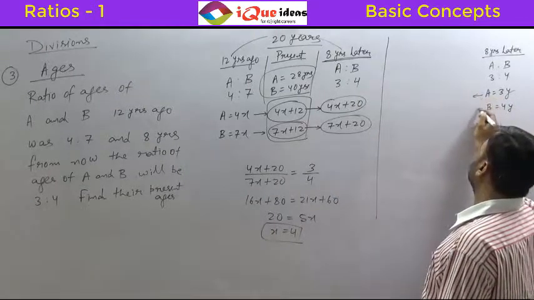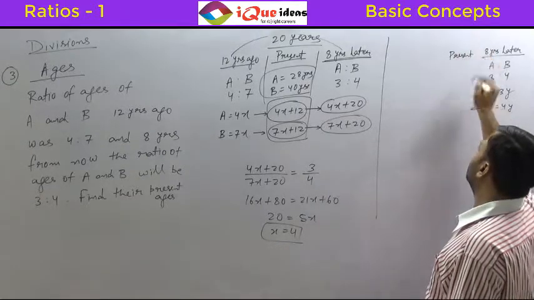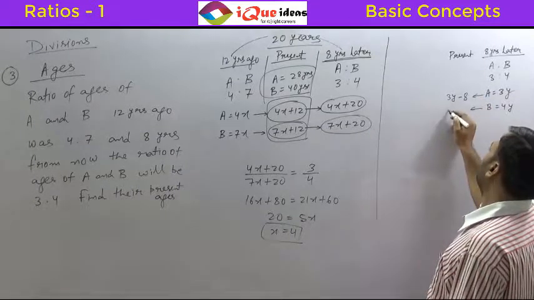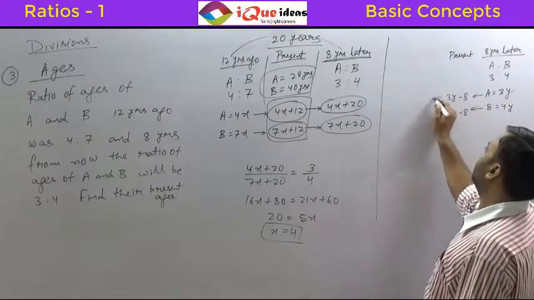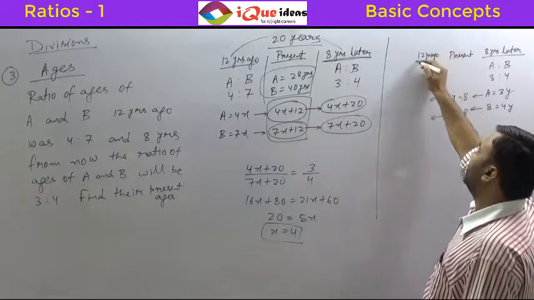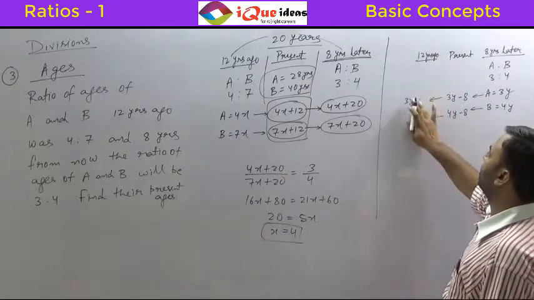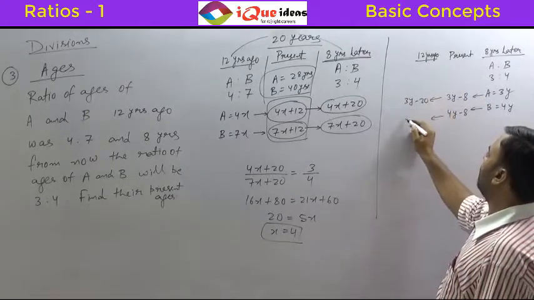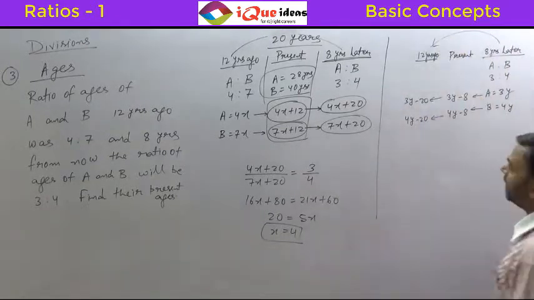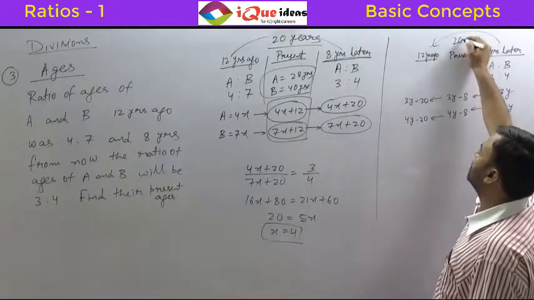So if you come back to the present situation, age of A would be 3y minus 8 and age of B would be 4y minus 8. If you further go backwards, 12 years ago, in that case, age of A will become this minus 12, so it will become 3y minus 20. Or this will become 4y minus 20. Or you could have seen directly this was 20 years back. Okay. The net difference between these two situations is still 20 years.